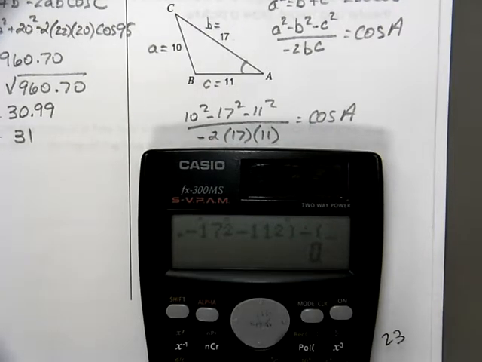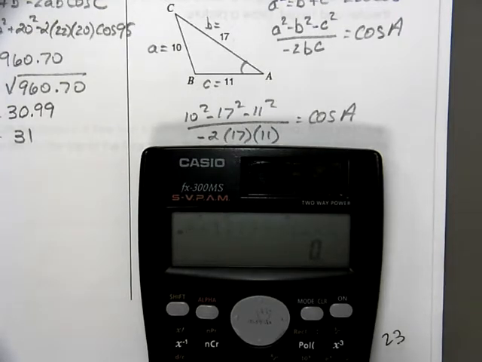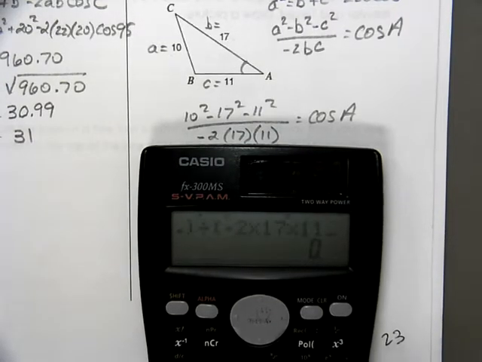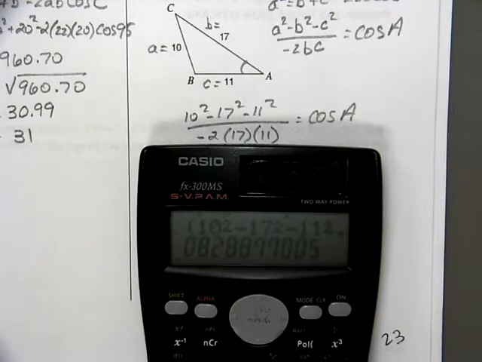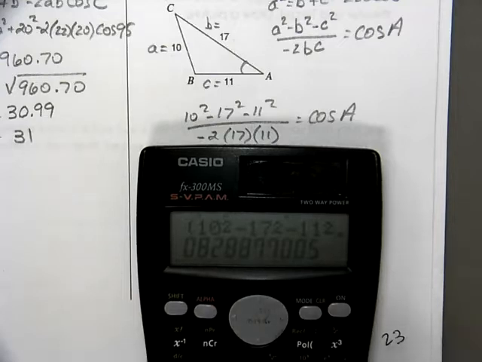So you want to find your negative key, not the minus key, but a negative key. It makes a difference in a calculator. 2 times 17 times 11. And then close off your denominator. Very important to use parentheses correctly so you can get the result of 0.82. This is 887, so we're going to call it 0.8289.